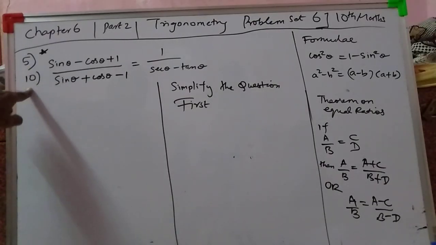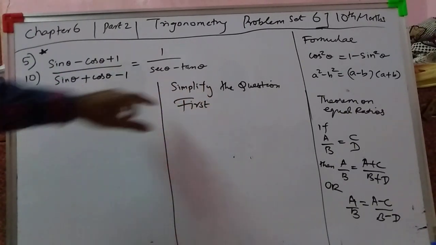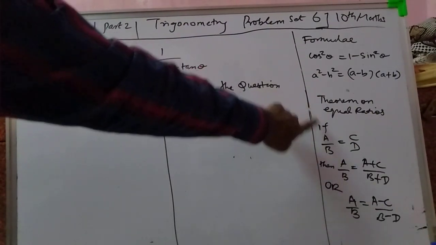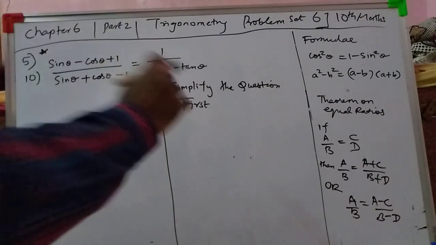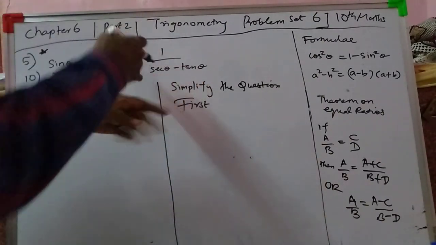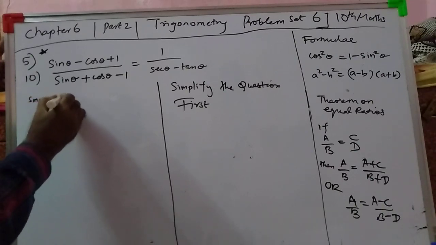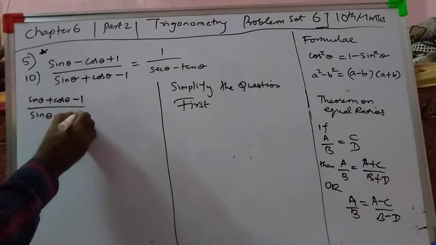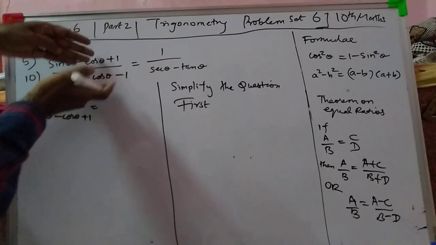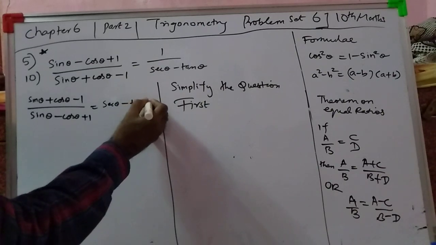Okay, 10th problem. It's important. First we'll simplify the question. Okay, these are the formulas. Theorem on equal ratio: you can add it or you can subtract it. First we'll simplify the question. We'll interchange it. Here also interchange. (Sin theta plus cos theta minus 1) upon (sin theta minus cos theta plus 1) is equal to, you interchange this part also, sec theta minus tan theta.